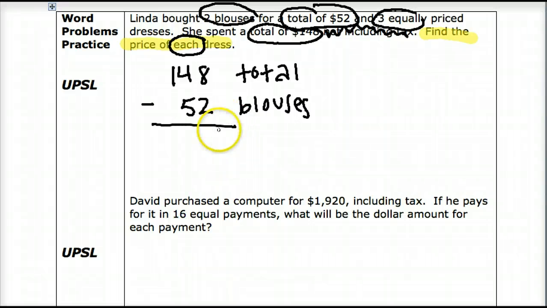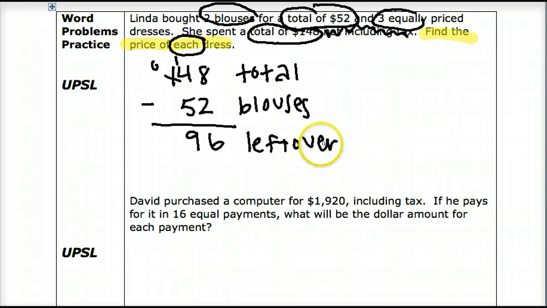And solve. So we know that 8 minus 2 is 6. And then we're going to borrow here. And we know that 14 minus 5 is 9. So we now have $96 left over that she spent on the dresses.